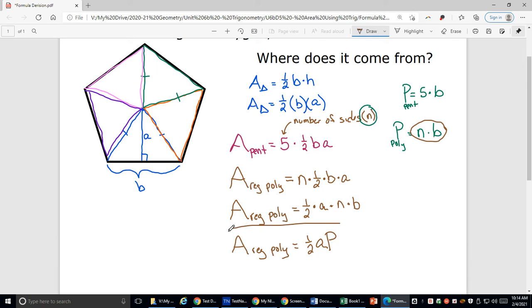My area of the regular polygon is 1/2 the apothem, which is the height of the one triangle, times the perimeter, which is all those bases added together. And that ends up calculating the areas of all the triangles in your regular polygon at one time. Okay, kind of a neat little formula.